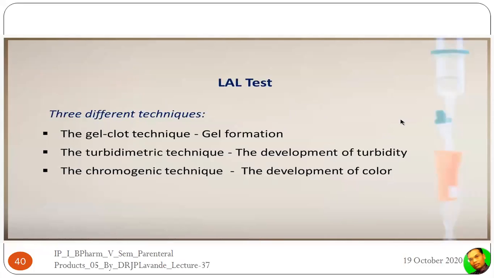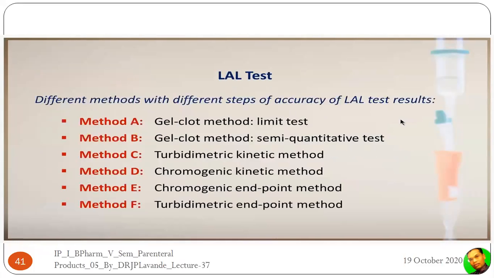There are three different techniques using the LAL reagent: the gel formation technique, the turbidity formation technique, and the color development technique. The gel clot technique leads to gel formation, the turbidimetric technique leads to the development of turbidity, and the chromogenic technique leads to the development of color. There are different methods with different levels of accuracy: method A, B, C, D, E, and F.